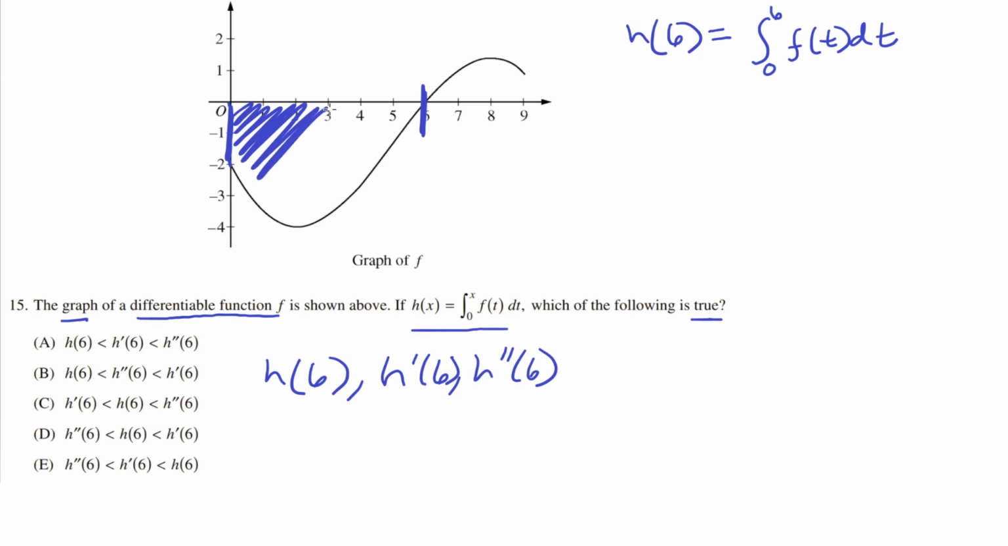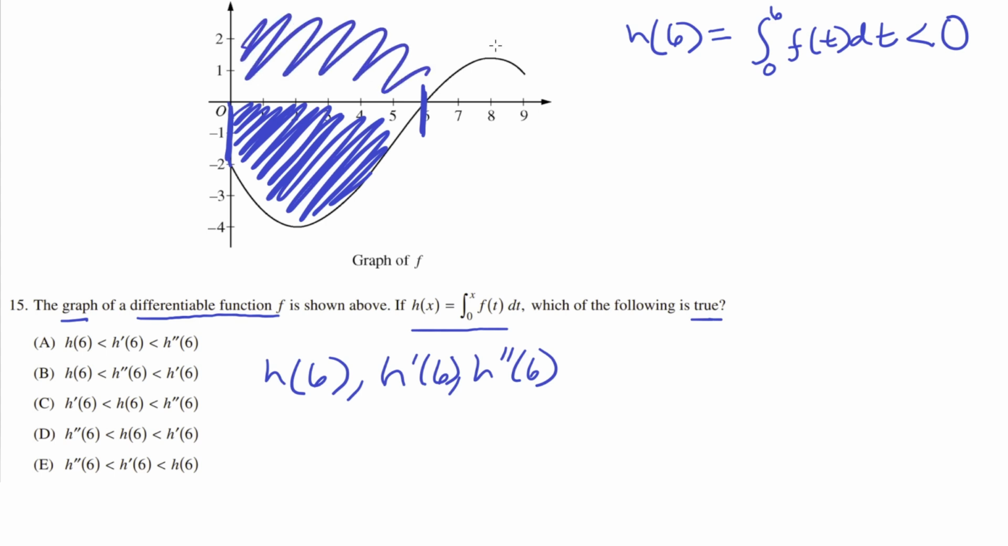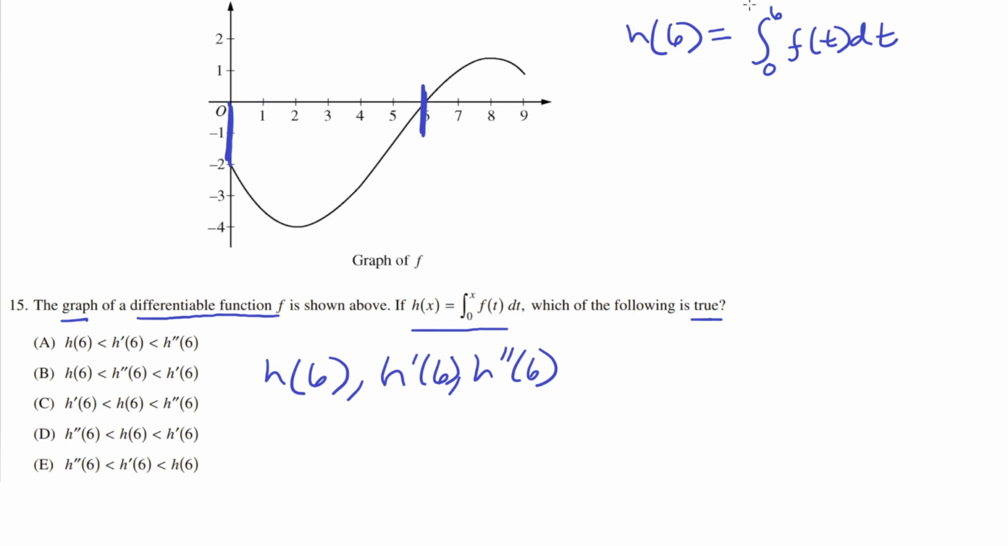And since we are taking the integral of f of t, the graph of f, from 0 to 6, that means this is going to be some large negative number. So this here is going to be less than 0, since this is going to be negative area. If this was area above the x-axis, this would be positive area. Okay, so here, let me get rid of that. So h of 6 is less than 0.